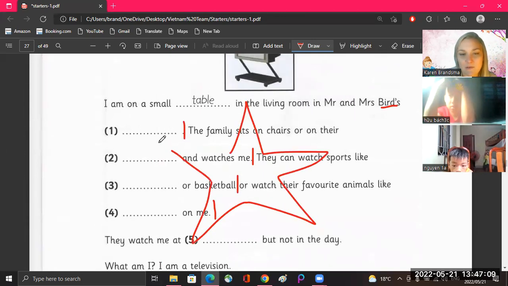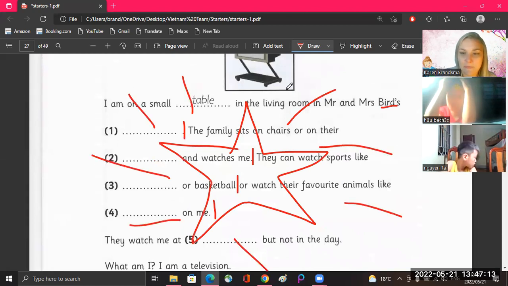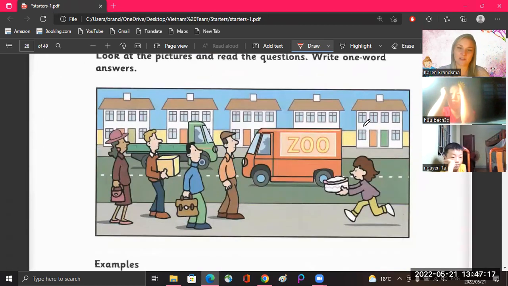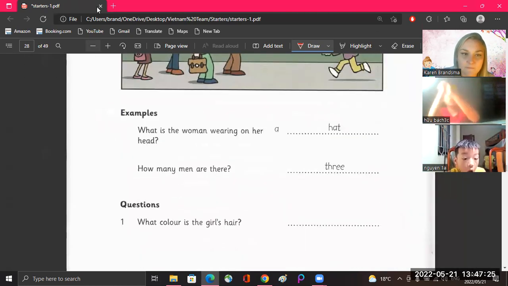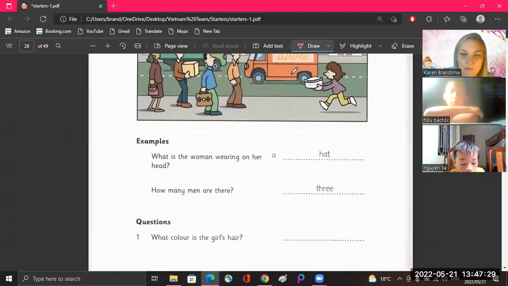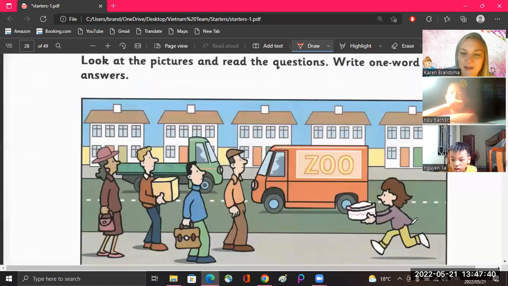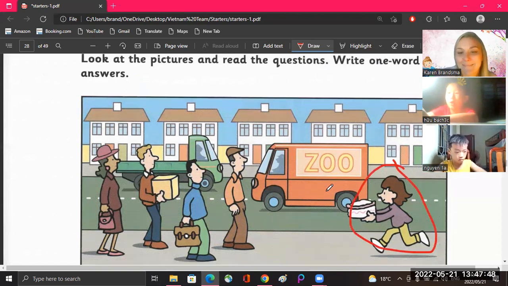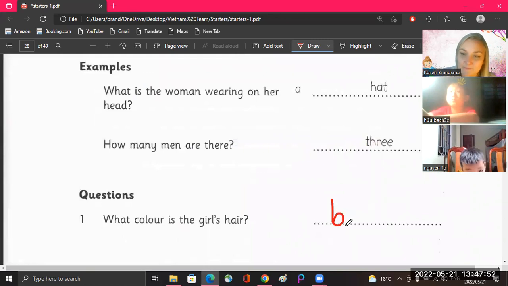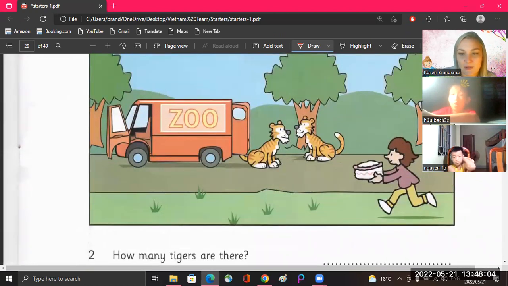You guys did a good job in this. I'm going to give you a big star. Very nice. Okay, let's do part five. We're going to look at the pictures and answer the questions. Bach, number one is for you. What color is the girl, the little girl, her hair? It's brown. Yes, okay. B-R-O-W-N.